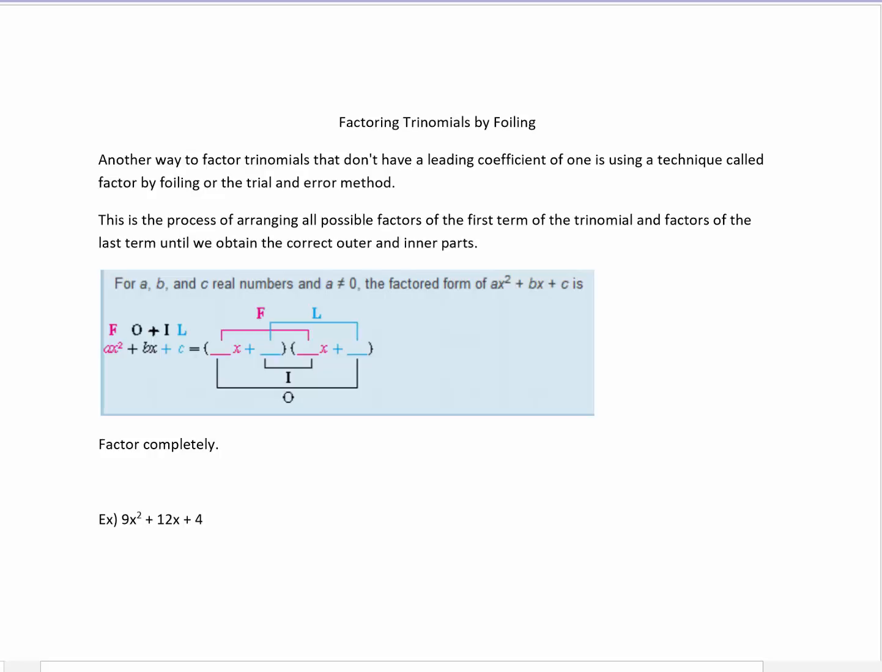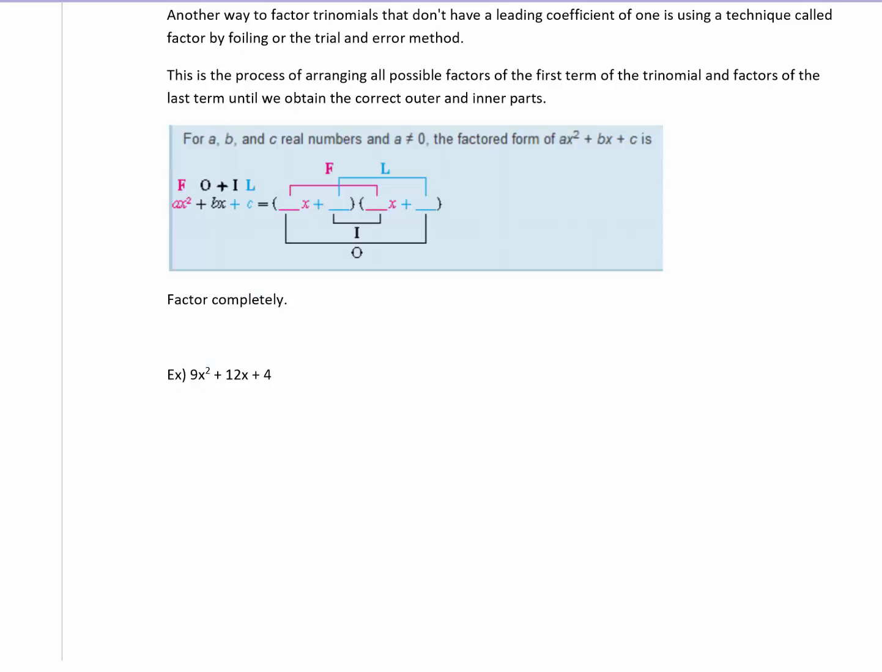Okay, so let's factor completely then. First thing, is there a greatest common factor I can take out of all of the terms other than 1? In this case, no. The leading coefficient is not 1, so we're going to try this factor by foiling method. The factors of the leading coefficient of 9 are 3 times 3 and 9 times 1. Factors of the constant are 4 times 1 and 2 times 2.